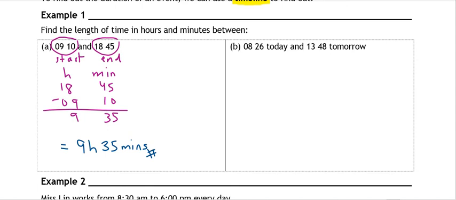So here you have 0826 today and 1348 tomorrow. Now be careful here, because these two times have the start time and the end time on different days. So you cannot straight away use this method, I mean the vertical calculation, to find the time. So what we're going to do is use what I call the timeline. You put your start time here and you put your end here.